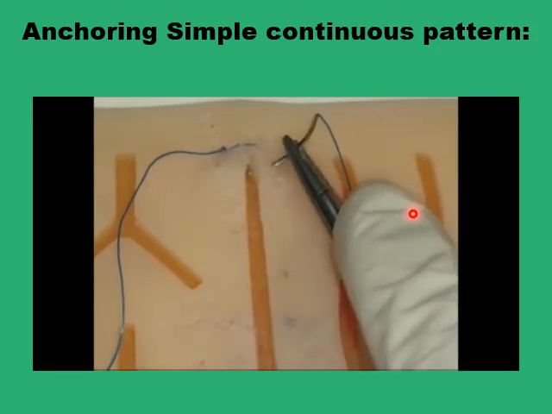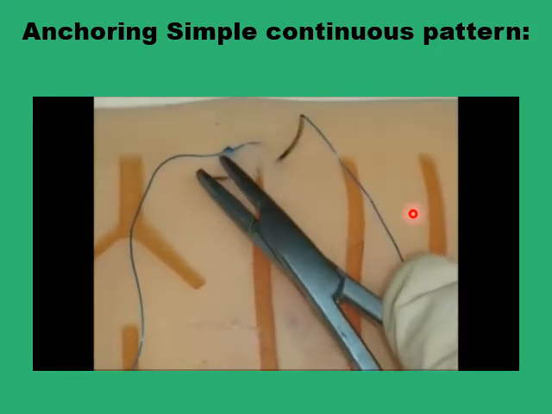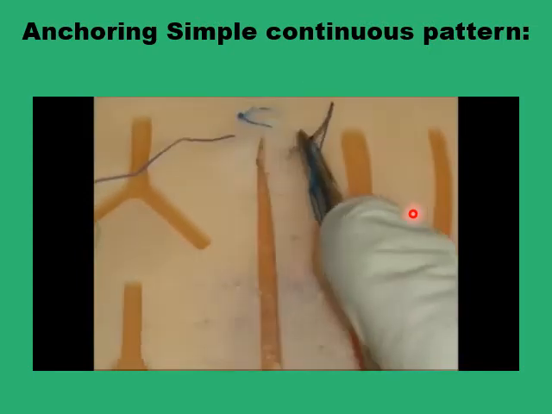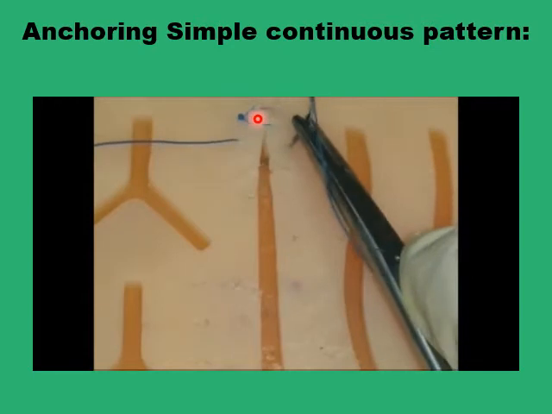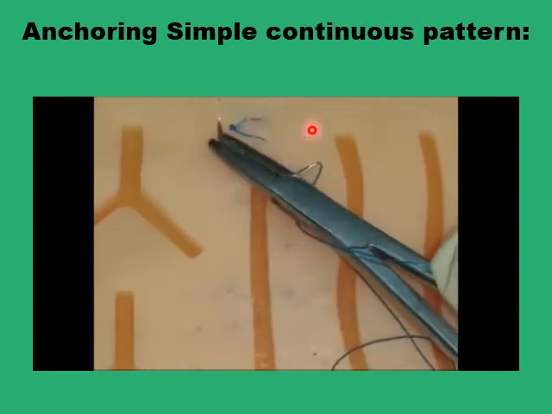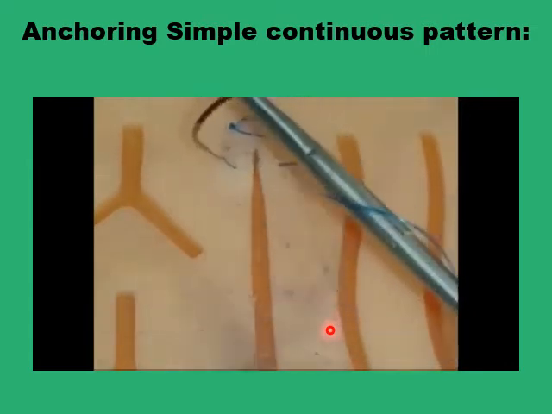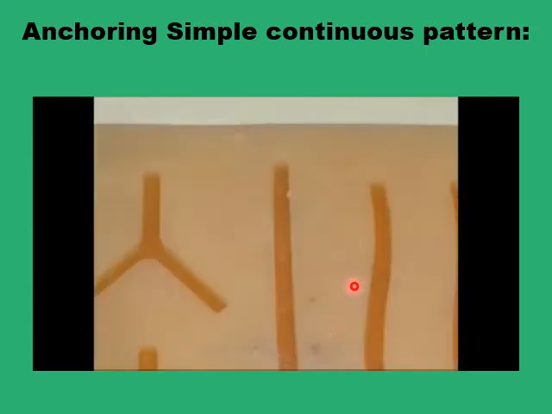The passage of the needle through the tissue would be at the horizontal level, where you will see that the suture line is actually going diagonally from level 1 to level 2, and this will be repeated all through the suture line after this. So this is the simplest form.